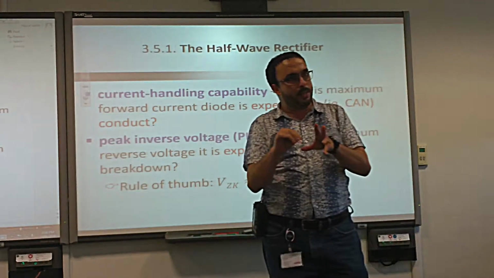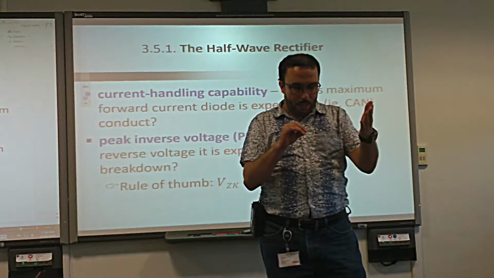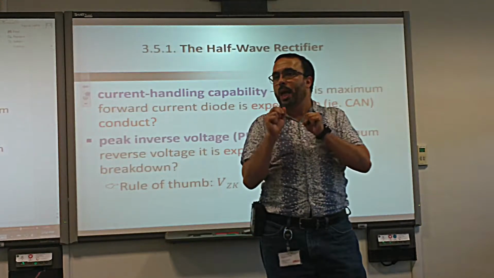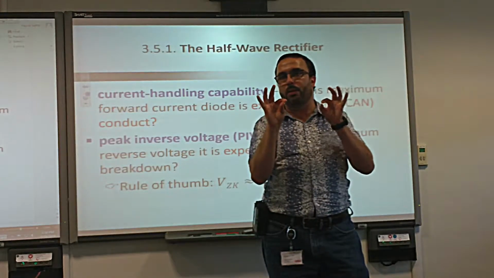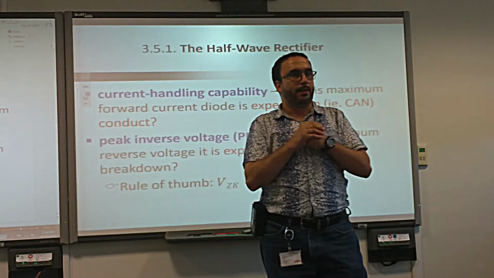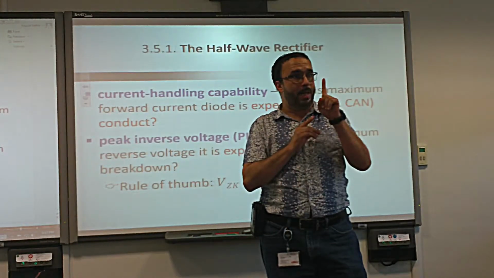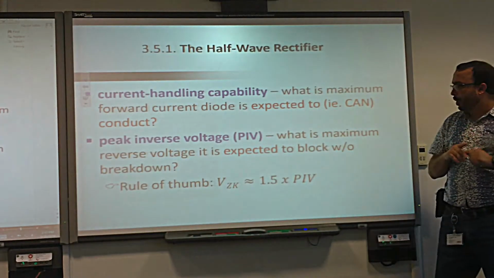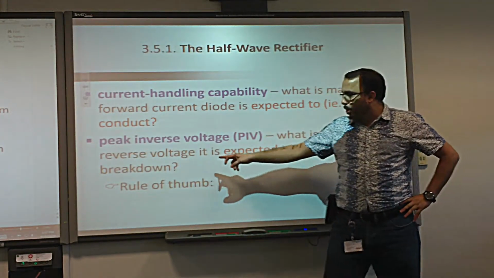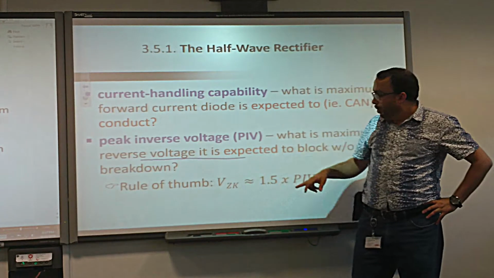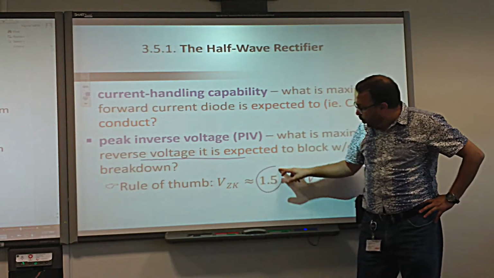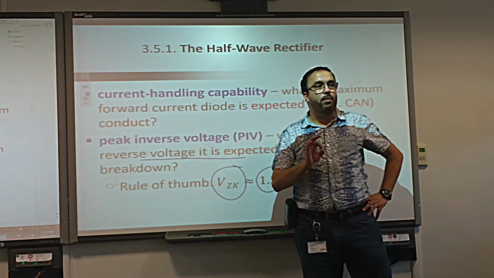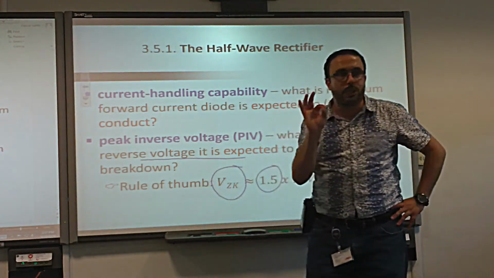The diode, if it's in the circuit, the voltage across it will change over time. We have to find the maximum value of the voltage across that diode in the reverse bias. Why? Because when we find the maximum reverse voltage of that diode, we need to multiply it by 1.5 to find the Zener knee voltage of the diode that we need to purchase.